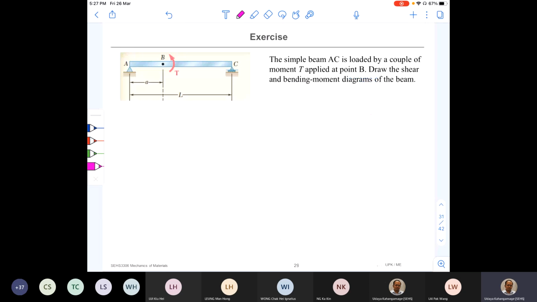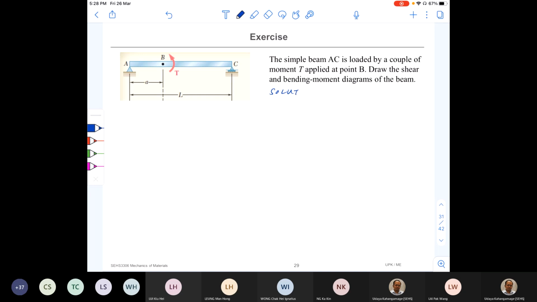Okay, the next question is not done for you. So you'll write down everything as I write, okay? It's a very different kind of loading. A moment at point B, the size of that is T, applied in the anti-clockwise direction. The simple beam AC is loaded by a couple of moment T applied at point B. Draw the shear force and bending moment diagrams of the beam. Okay, so we'll write the solution for this one.